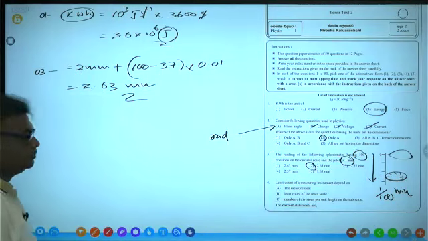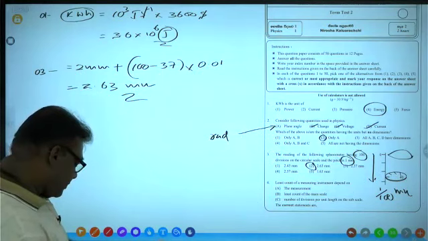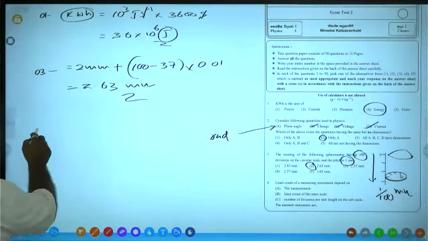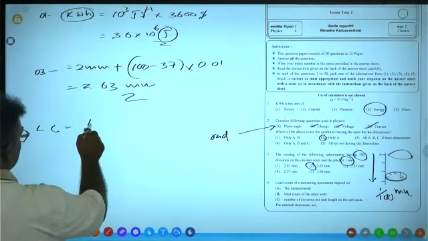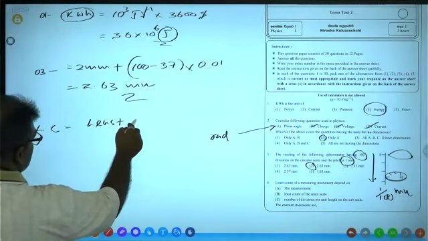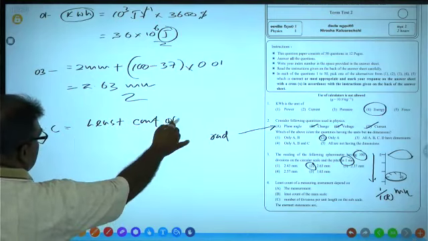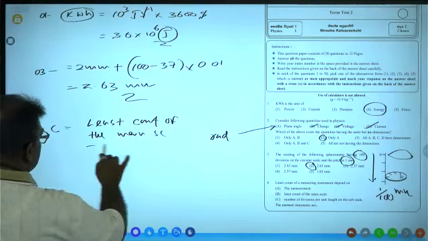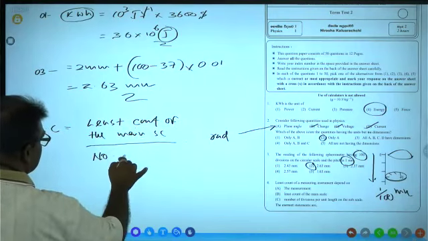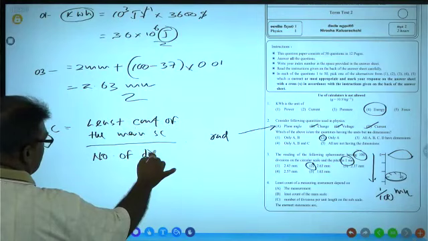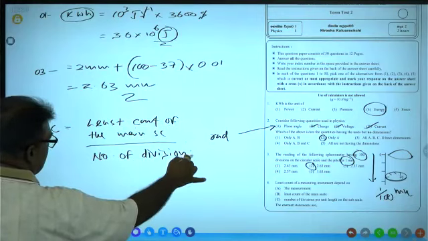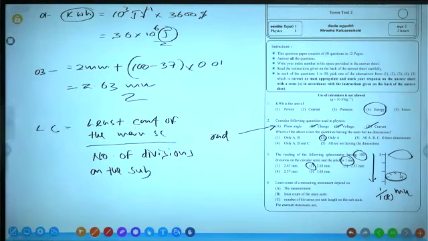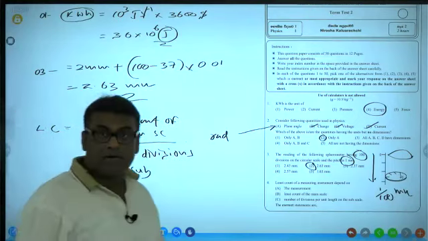Question number 4. Least count of a measuring instrument depends on what? Basically, least count is written as the least count of the main scale divided by the number of divisions on the subscale. On the subscale, the basic equation is this one, right?